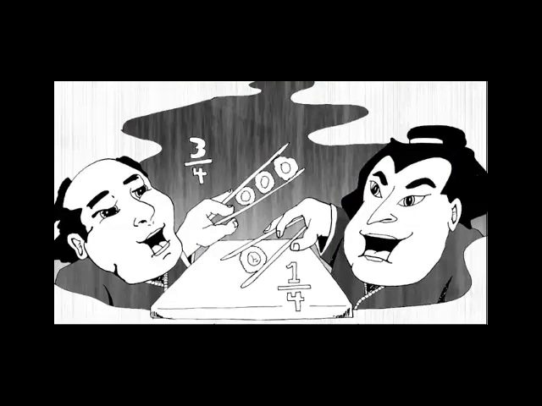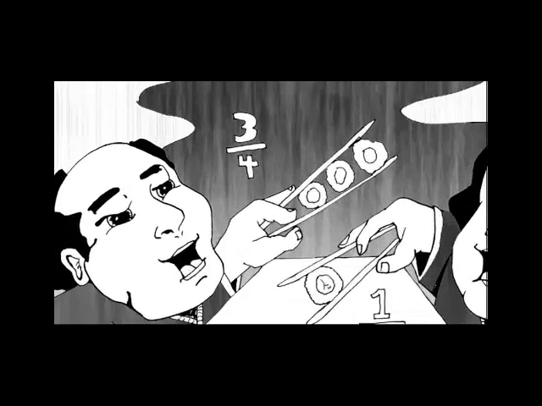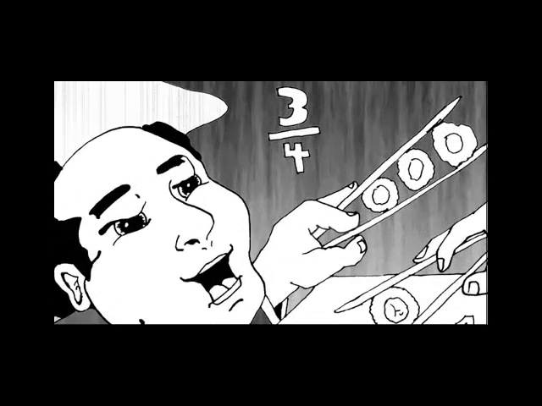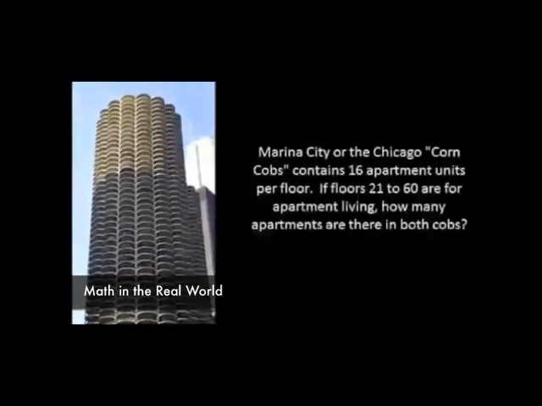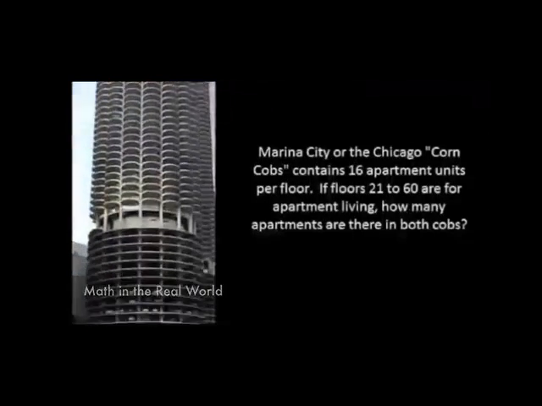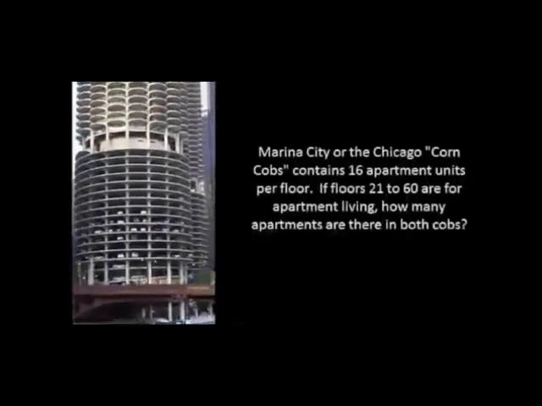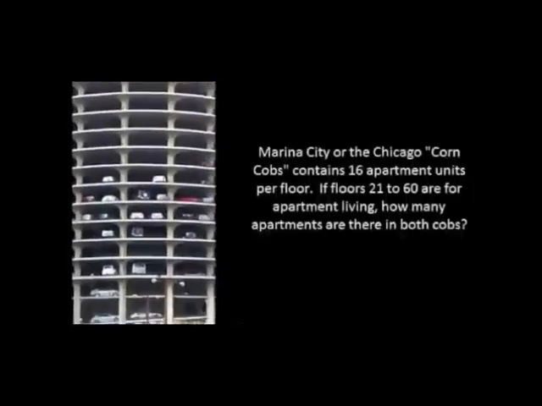Here in the middle, we have two friendly sumo wrestlers who are eating the sushi roll. Okay, the one on the left is eating 3/4 of the sushi roll. That's the Chicago Corn Cobs, and they contain 16 apartment units per floor. If floors 21 to 60 are for apartment living, how many apartments are there in both Cobbs?